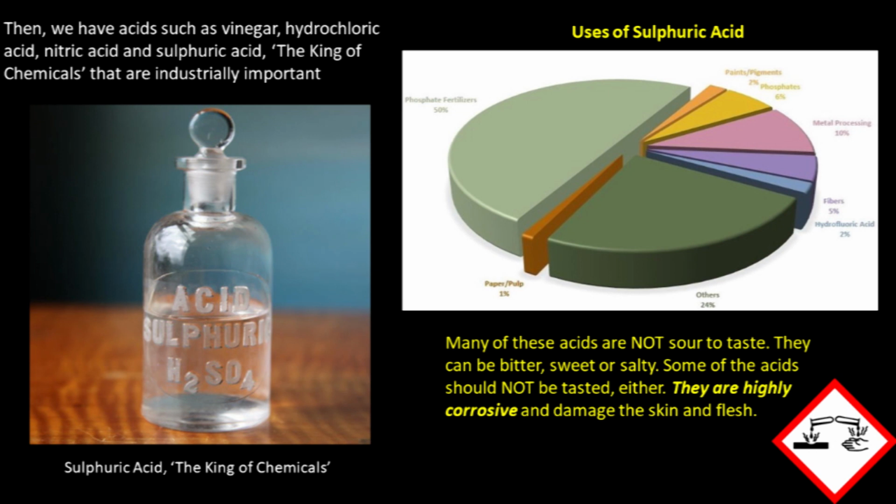So much so that sulfuric acid is often called the king of chemicals, because that forms the basic raw material to prepare thousands of other very useful compounds to us in our day-to-day life.